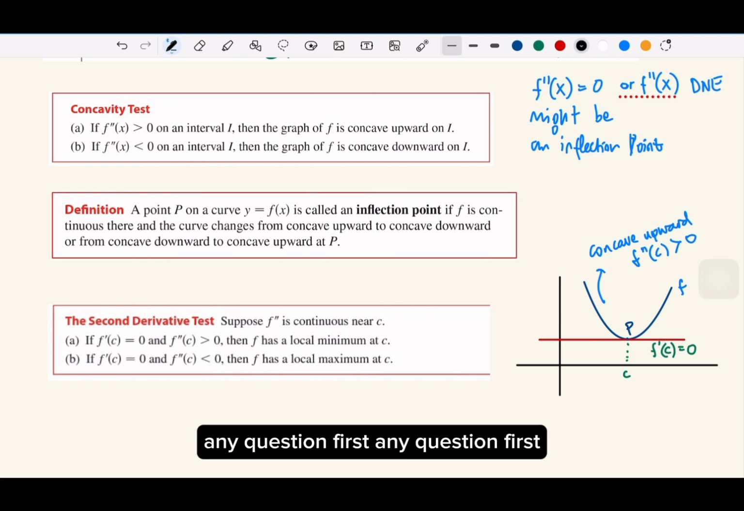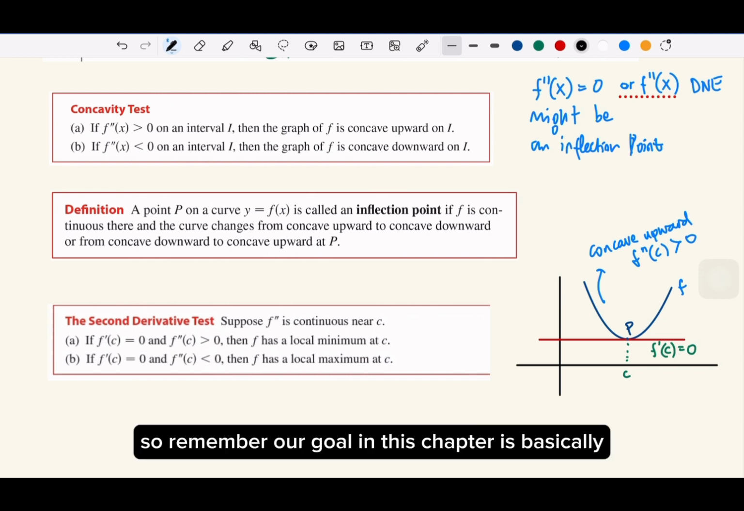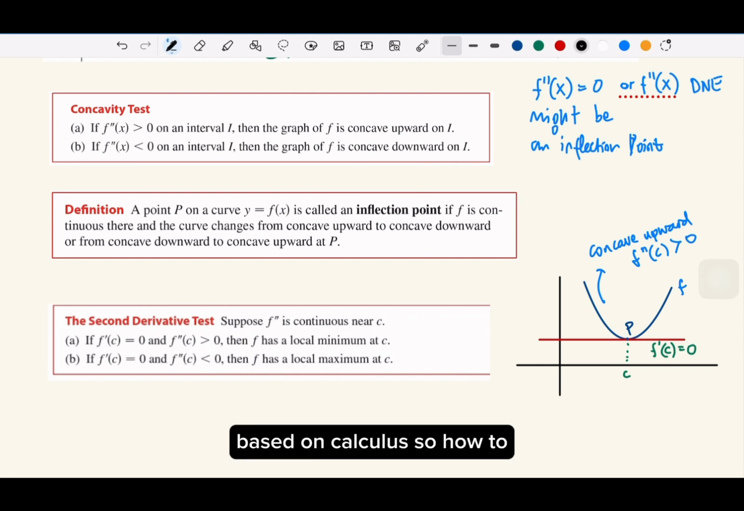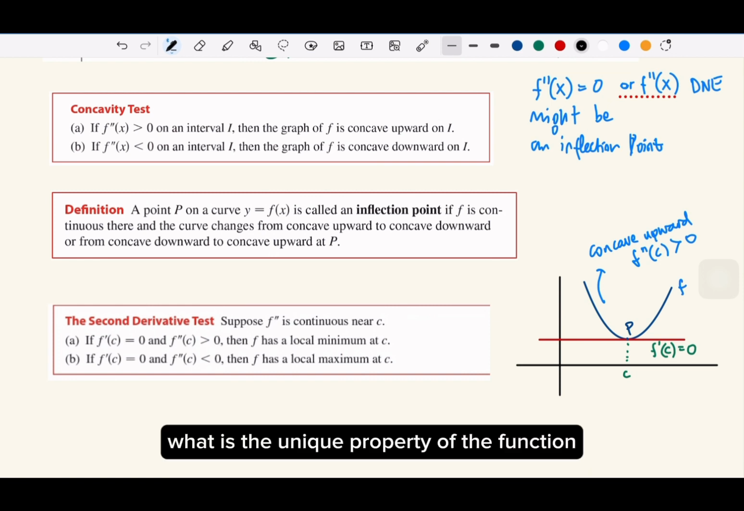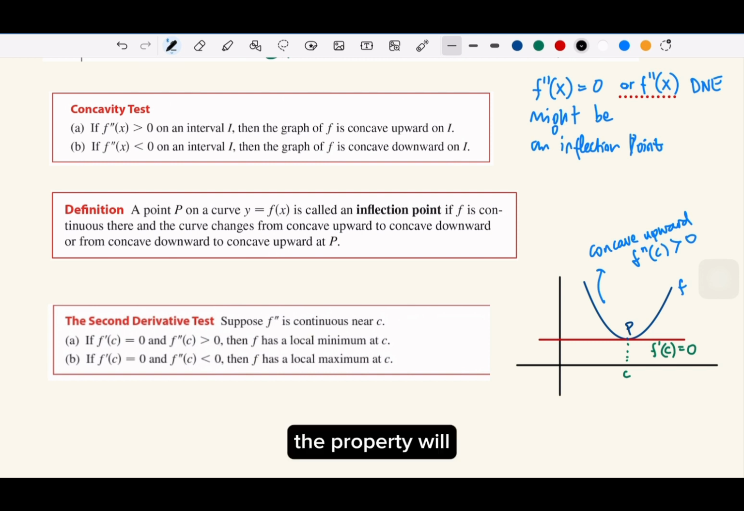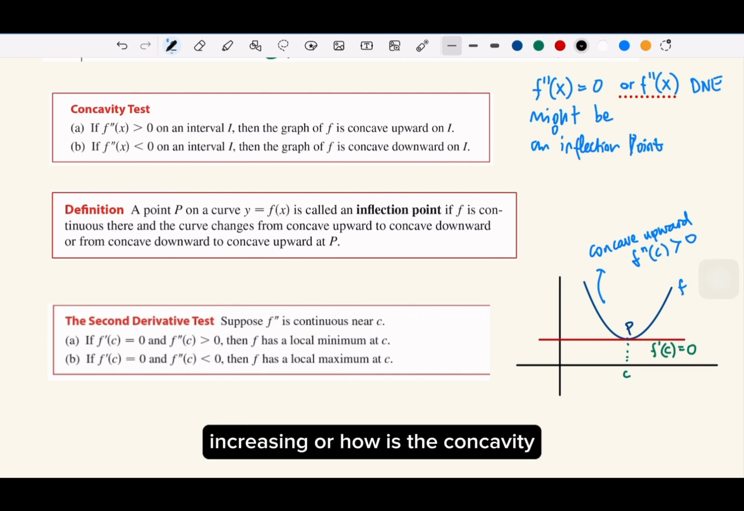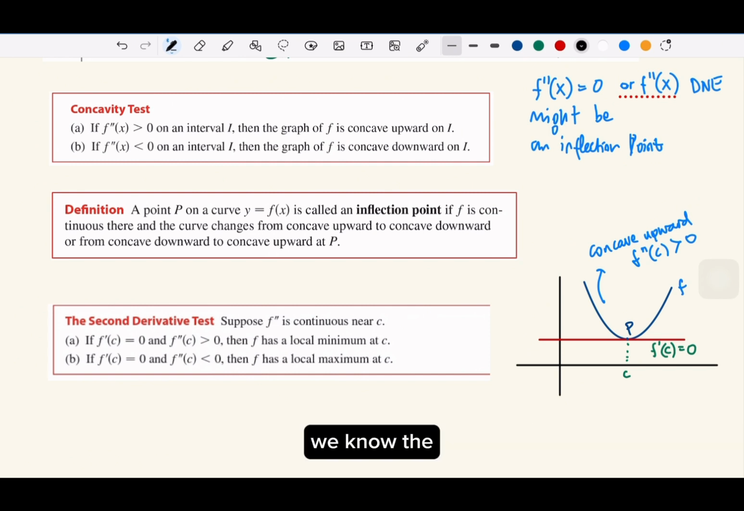Any question first? So remember, our goal in this chapter is basically we have a function and we need to draw the function based on calculus. So how to know what is the unique property of the function? For example, is the function decreasing, increasing, or how is the concavity? If we know the first derivative, we know the slope. If we know the second derivative, we know the concavity, how the curve will change the concavity.